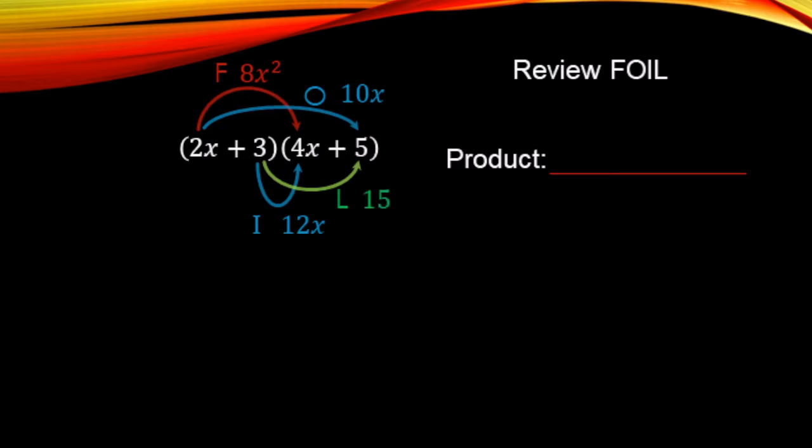Now we add like terms. So we have the x squareds, we only have 8x squareds there. For x terms, we have the 10x and the 12x, so that makes 22x when added together. And then the lasts, the constant term, is just a 15.